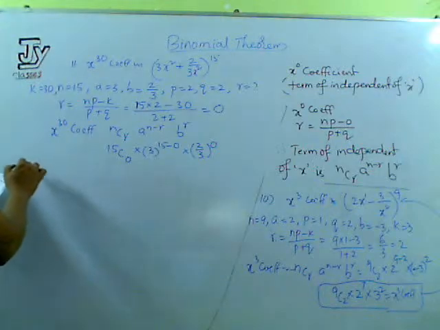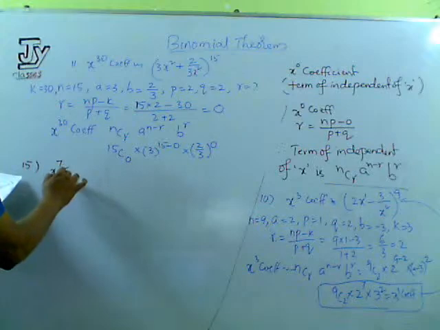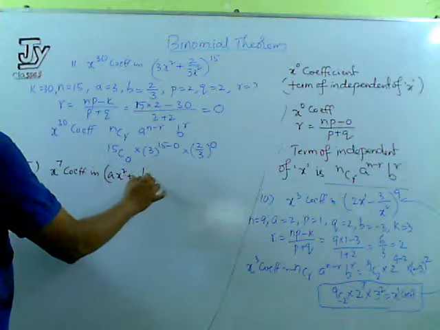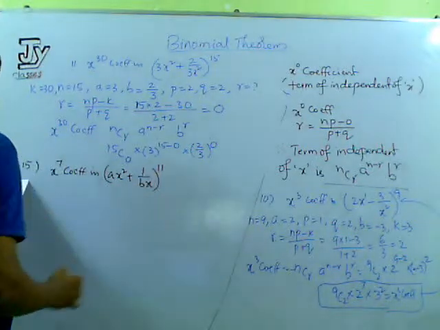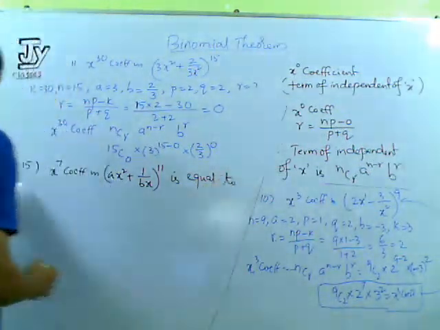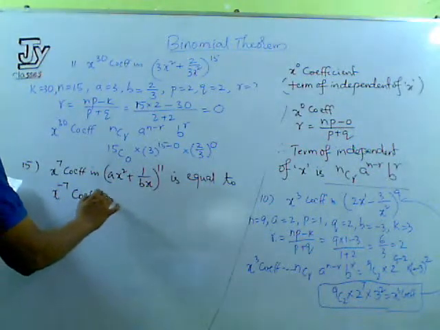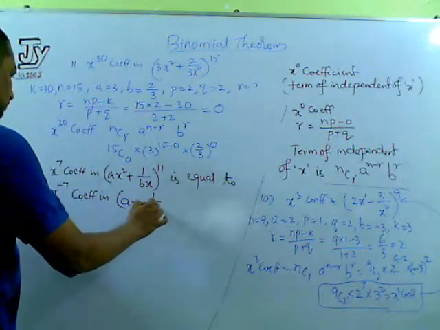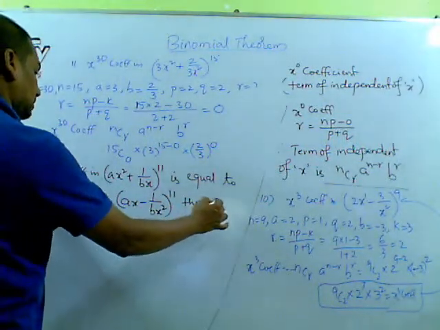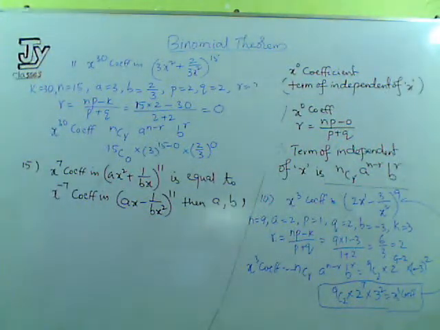14, I'll explain later. Now see 15th one. x power 7 coefficient in (ax square plus 1 by bx) whole to the power of 11 is equal to x power minus 7 coefficient in (ax minus 1 by bx square) whole to the power of 11. Then relation between a and b is what? That's the question.